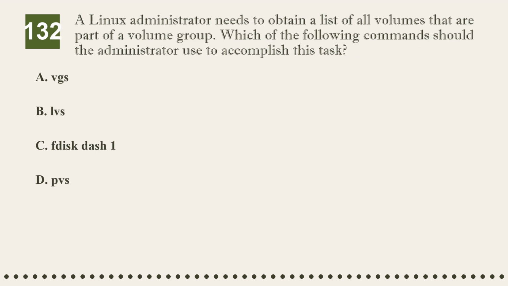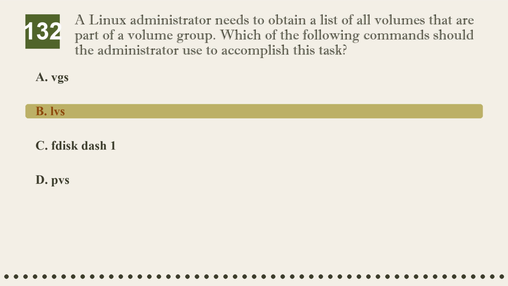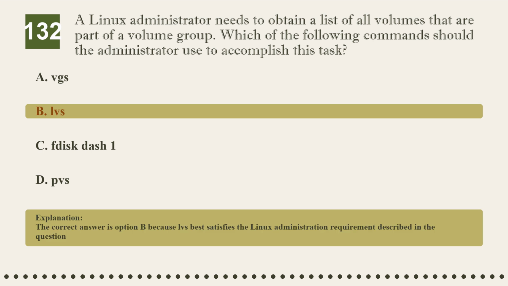Question 132. A Linux administrator needs to obtain a list of all volumes that are part of a volume group. Which of the following commands should the administrator use to accomplish this task? Option A, VGS. Option B, LVS. Option C, disk-1. Option D, PVS. The correct answer is option B, LVS. The correct answer is option B because LVS best satisfies the Linux administration requirement described in the question.